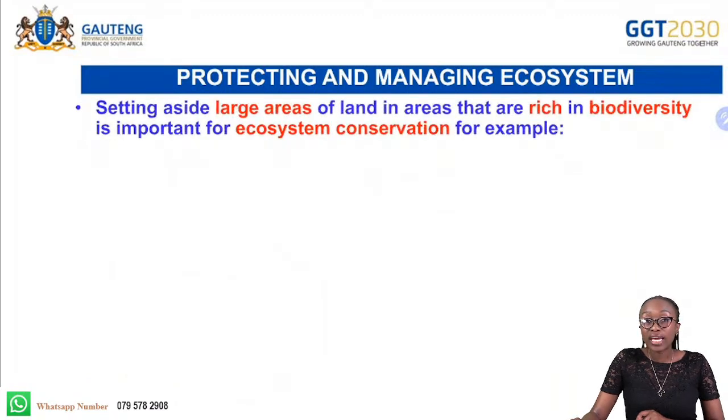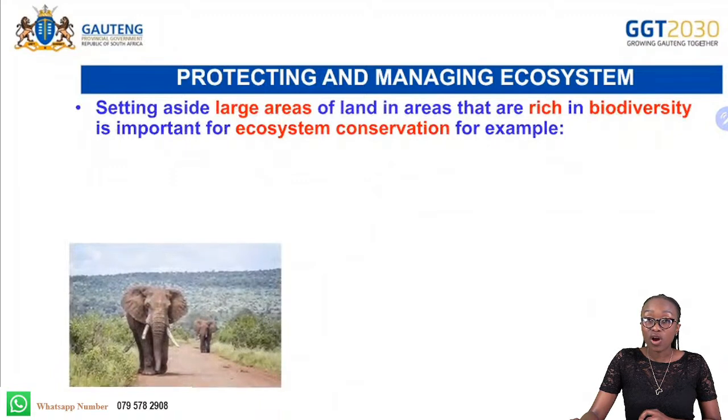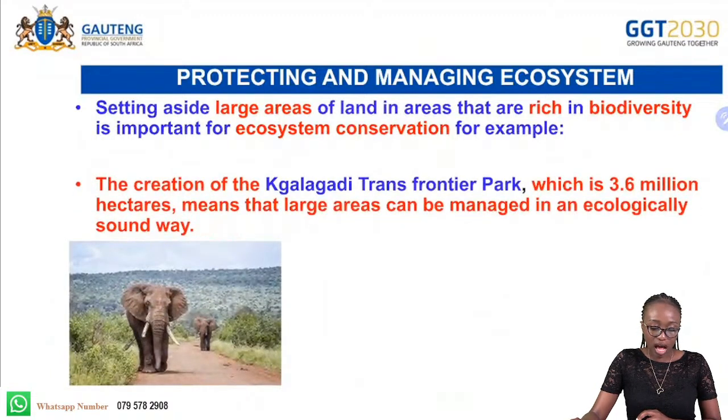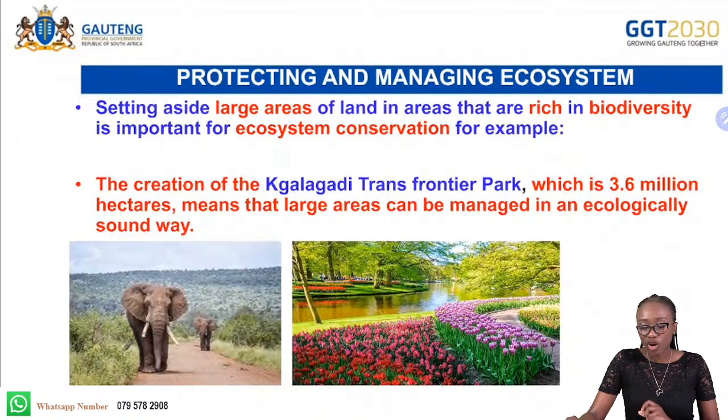Now, another way is setting aside large areas of land that are rich in biodiversity so that the ecosystems are conserved. Such examples are the creation of parks such as the Kalahari Transfrontier Park, which is 3.6 million hectares, which means it is a very, very large area, and it can be managed in an ecologically sound way, which means there's no intrusion from humans, there's no one who's poaching animals and reducing their biodiversity.